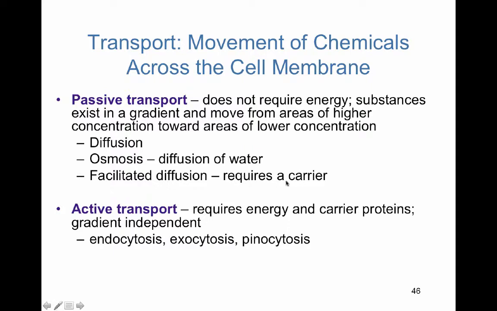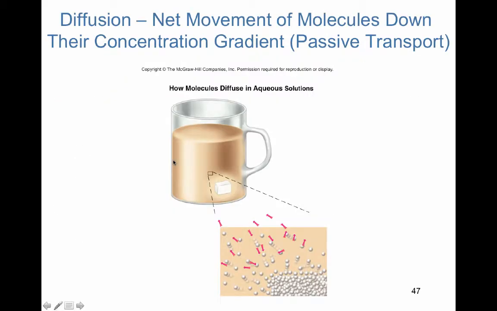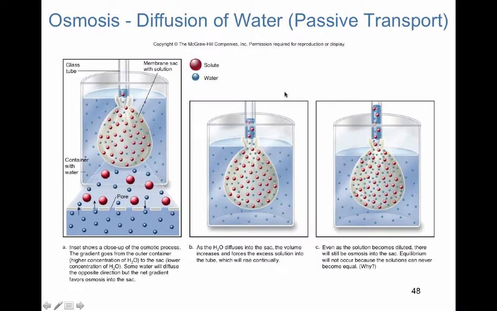Facilitated diffusion will require a carrier, so this is different than the movement of water. And even more different here is active transport, which requires energy. So this is always requiring ATP. So it's not just freely moving from an area of high to low. So those are the basics of osmosis here. So I just said an area of high concentration to an area of low concentration, how molecules will diffuse in aqueous environments.